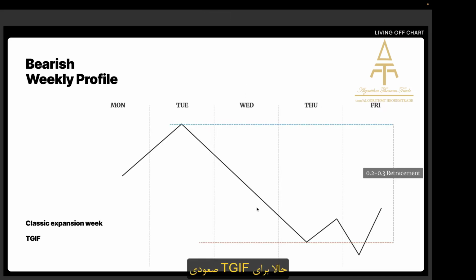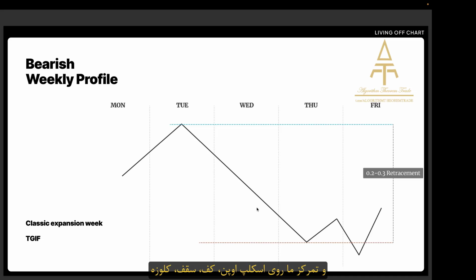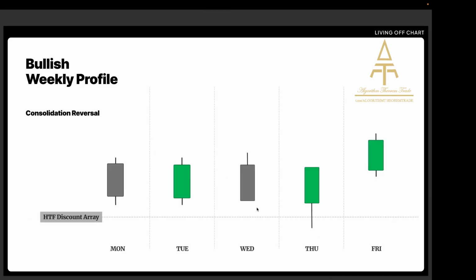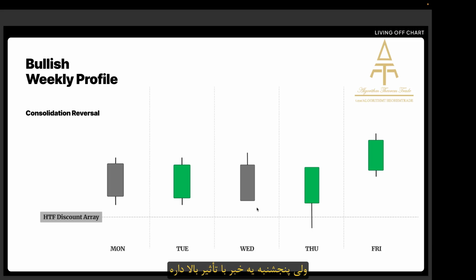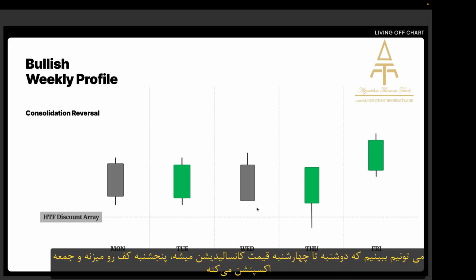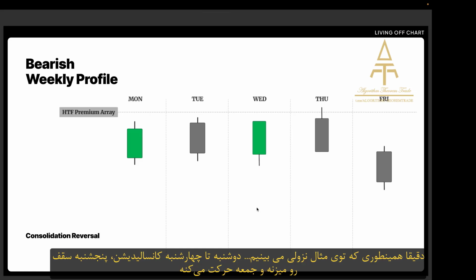Now the bullish TGIF. Right here you can see a schematic of the bullish TGIF. So this is once again just capping the weekly range and looking for that open, low, high, close scalp. Now here we have a consolidation Thursday reversal. This weekly profile usually forms when Monday, Tuesday, or Wednesday has no significant news drivers, and then Thursday has a high impact driver. We can see Monday, Tuesday, Wednesday consolidate, Thursday run the low, and then Friday expand. Just like we see here on the bearish example, Monday, Tuesday, Wednesday consolidate, Thursday runs the high, and Friday expands.